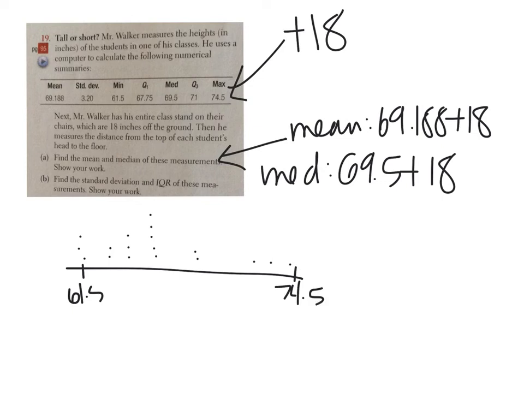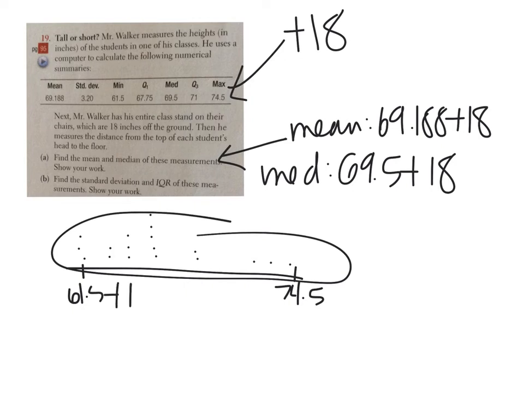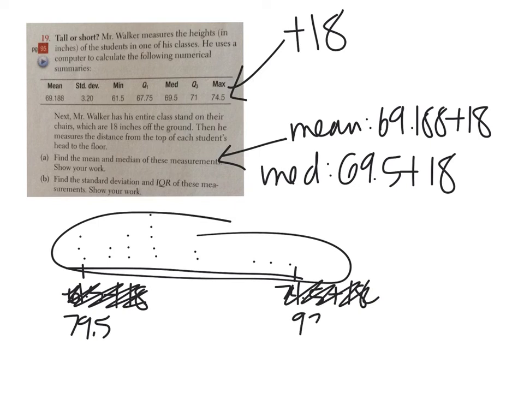Now, this is not necessarily his thing, but I'm just doing this for emphasis. If I take this whole thing and add 18 to every single value, this is actually going to be exactly the same dot plot. It's just going to start at 79.5 and go to 92.5. But it's the same shape, the same spread, everything just went up by that amount. So the standard deviation is not going to change. It's still going to be 3.20, just like it was in the table, because adding 18 just shifts everything. It doesn't spread things out.